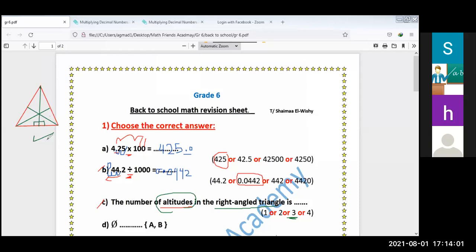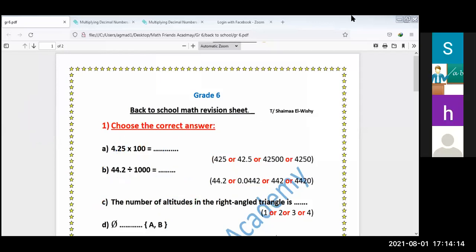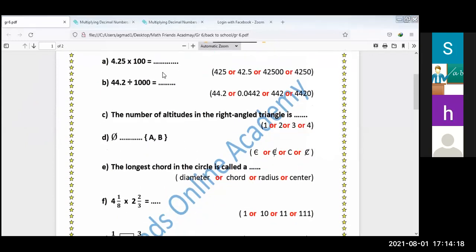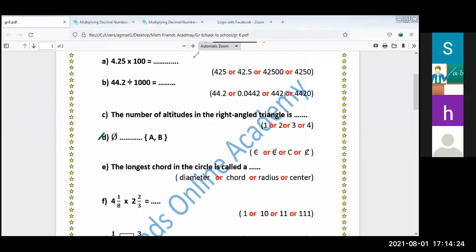Okay, now do you have any question? Anyone has any question, grade 6? Okay, let's move down a little bit. Yasmin? Yes, dear. We are now in question letter D. Subset. Excellent, dear. Who can tell me what the meaning of subset is?